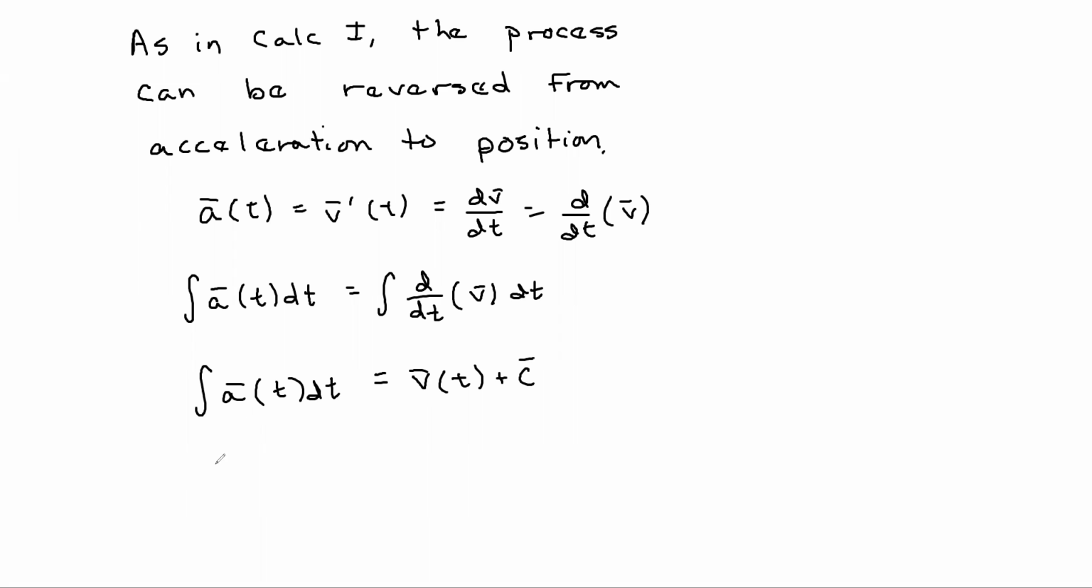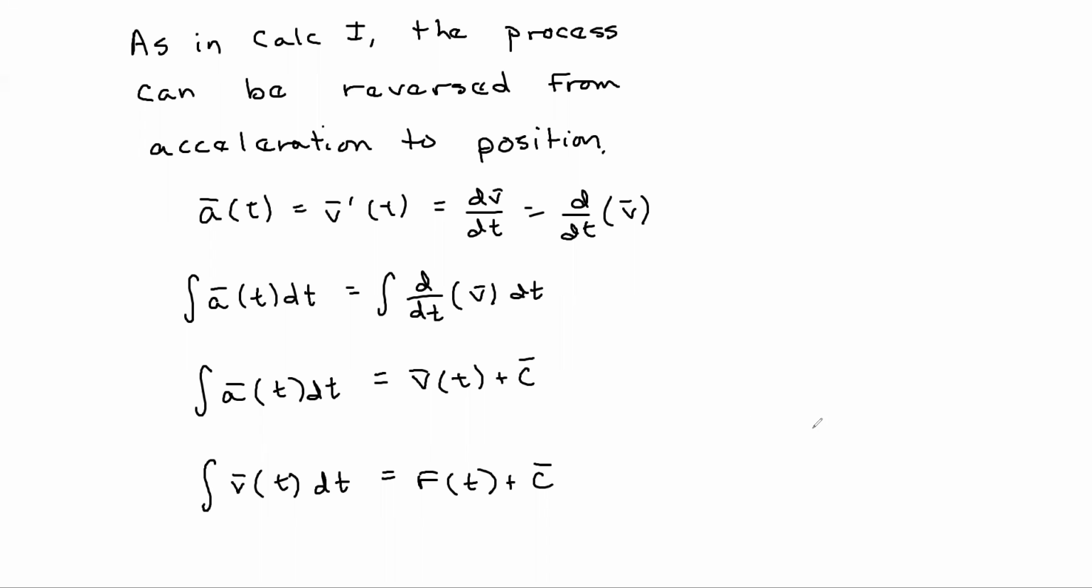And similarly, if we integrate velocity, we can get back to position. So the process can be reversed by integrating, finding the indefinite integral or the antiderivative. So if you differentiate to go from position to velocity to acceleration, then you find the antiderivative, or integrate, to go from acceleration to velocity to position. You can just reverse the process.